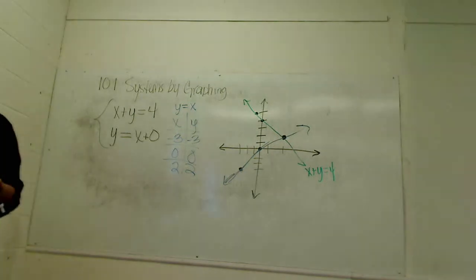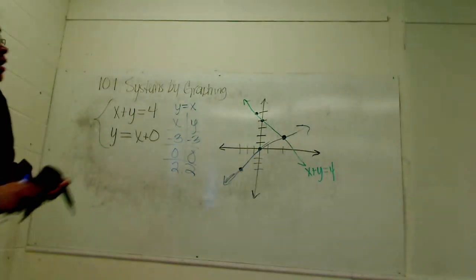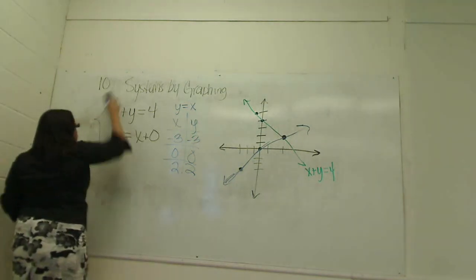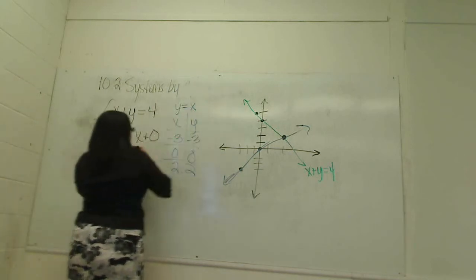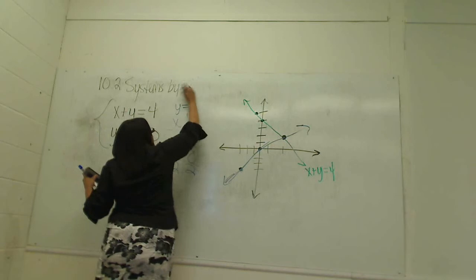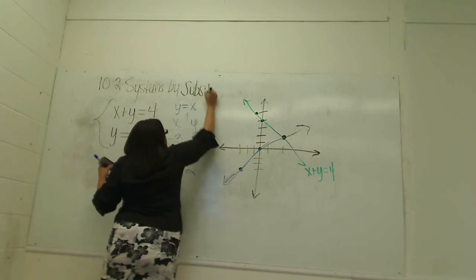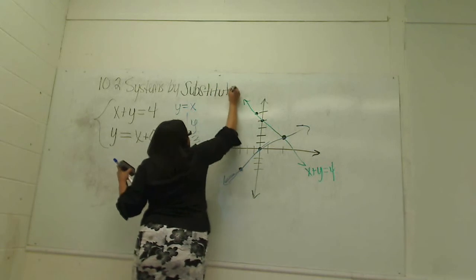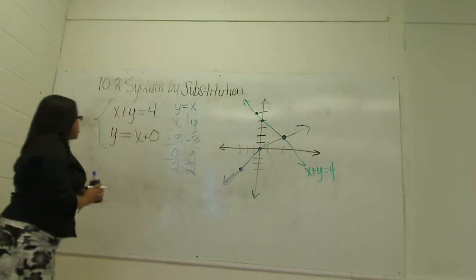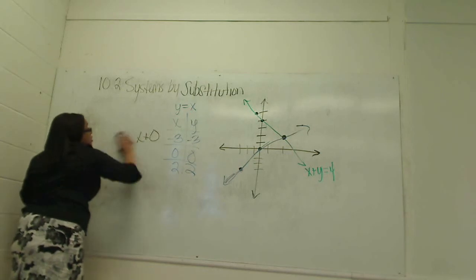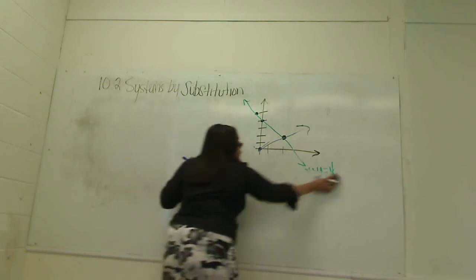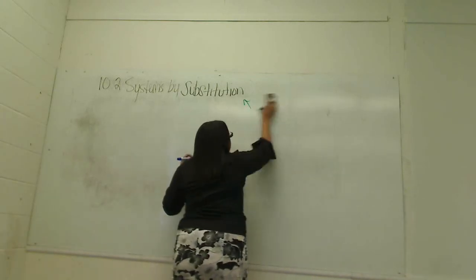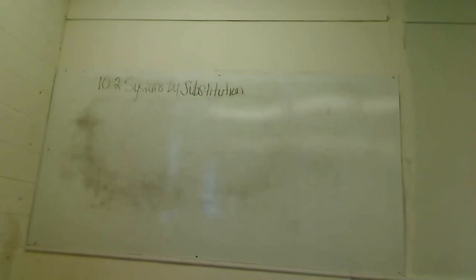Okay? Then there's 10.2, which is solving a system by substitution. This is a way that is typically left out of the grade school curriculum just because students struggle with it so much. But I like it. It's not my favorite, but it does work when done properly. It is the method of choice if maybe graphing is not your forte.